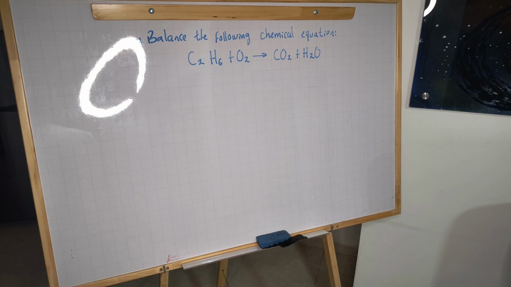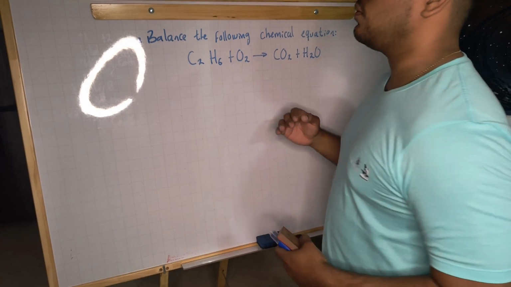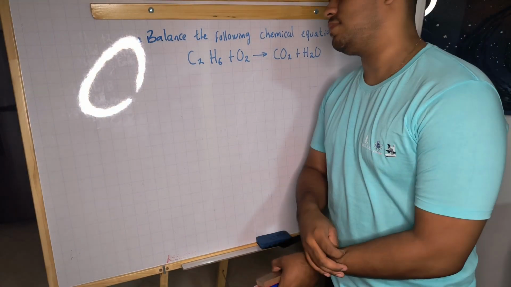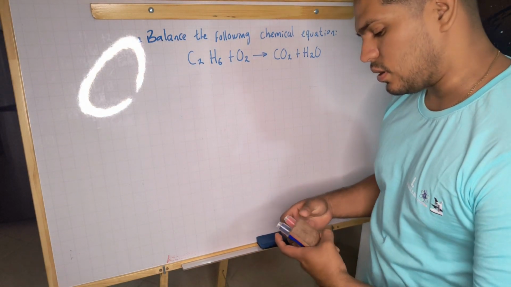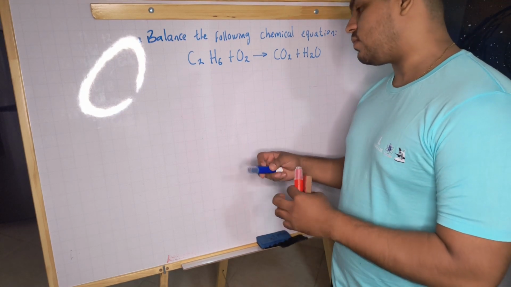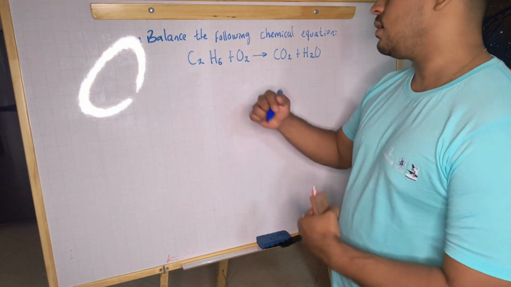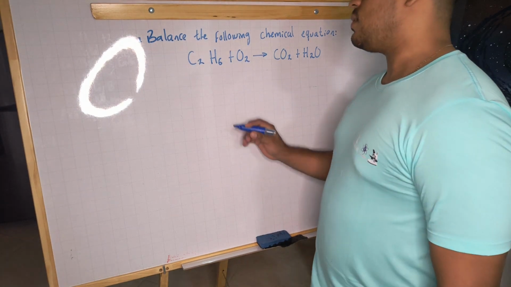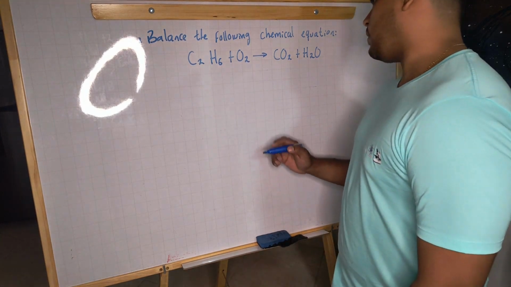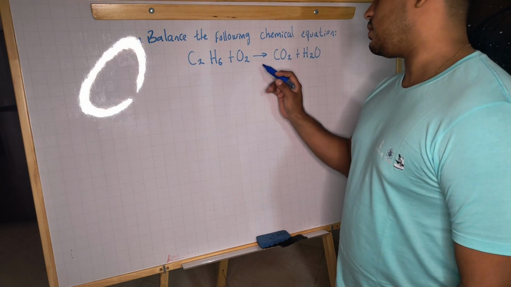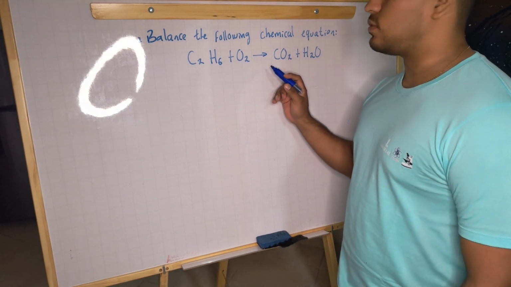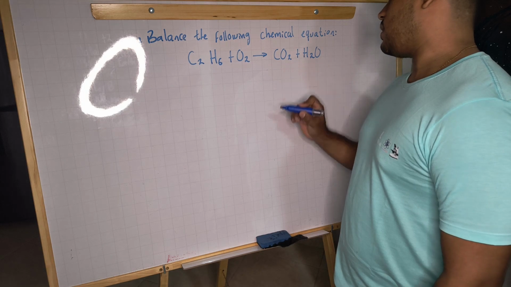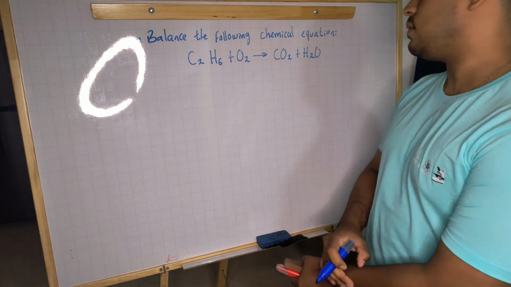Okay, dear students, today we're going to talk about how to balance these types of equations. So we have first two carbon atoms on one side, 6 hydrogen atoms and 2 oxygen atoms in the reactant side, right? So that's going to yield a product that is called carbon dioxide with water, right?